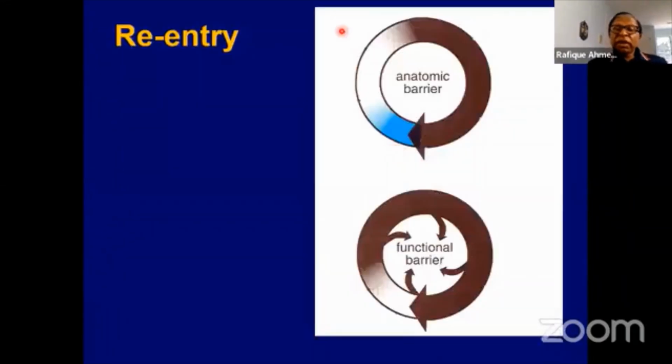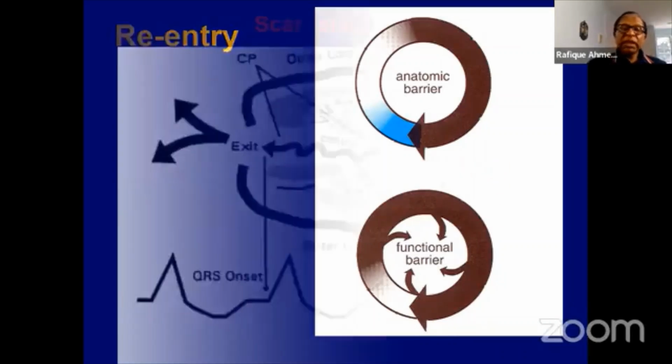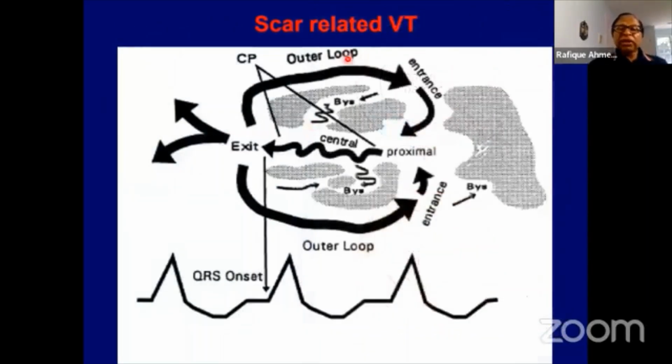Now, the reentry can happen because of an anatomical barrier. What it means is, let's say there is a myocardial tissue which gets infarcted here, and you can get reentry around it. Or you can have a functional barrier. What happens? Initially, there is a stimulus which enters this tissue and makes the whole tissue refractory, and it acts like dead tissue, and the reentry goes around it. And this is a functional barrier.